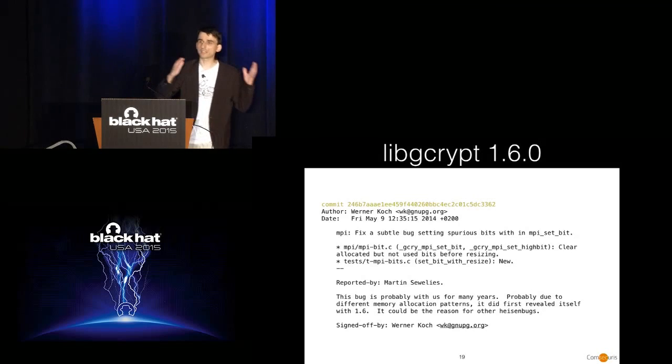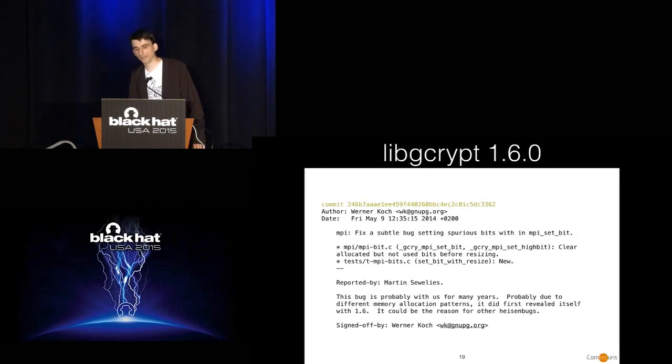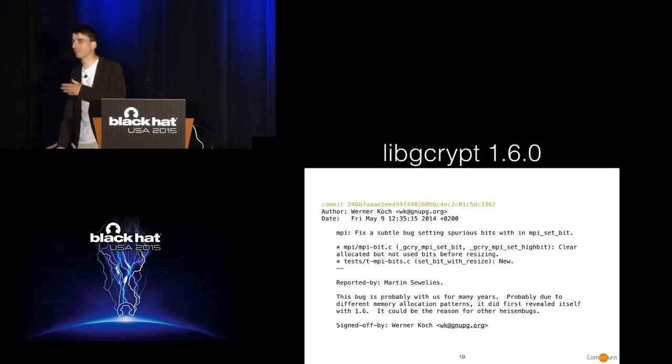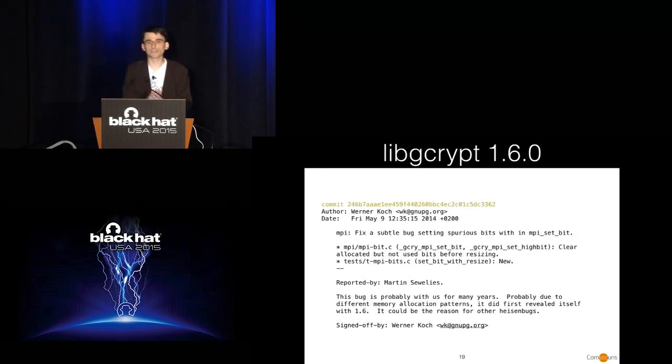Okay, so now we've talked about the carry mispropagation bugs. Now we want to talk about another, which I think is the unique snowflake at the moment. At least I haven't seen another one. The carry mispropagation bug is like a bug class, so there are many of these. But this one got me scratching my head for a while. There's this commit in May 2014 by Werner Koch, who's the author of libgcrypt and GnuPG, where he says, fix a subtle bug setting spurious bits with MPI set bit.